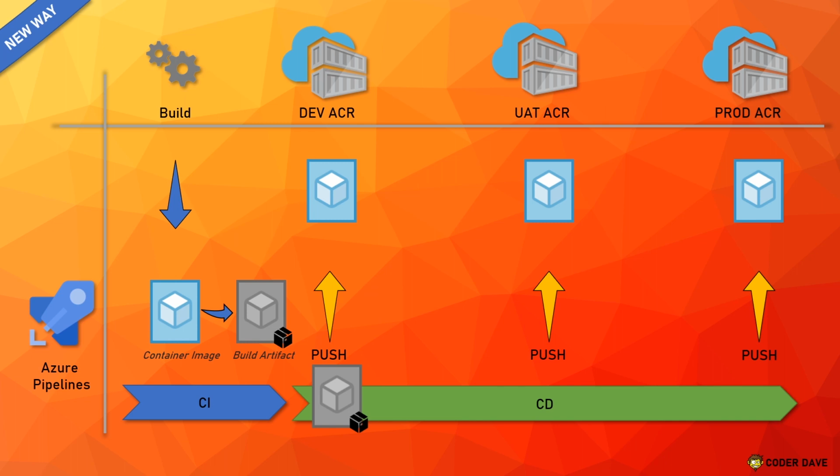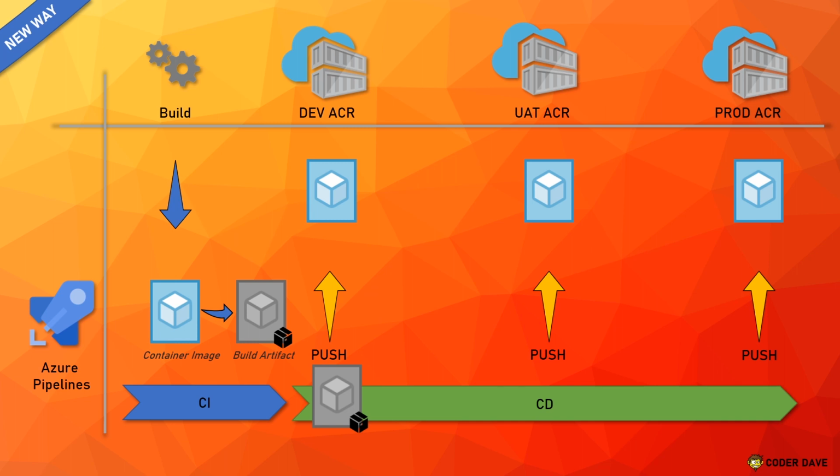As you can see here, there is no dependency between container registries. So in the same example I gave before, if my development registry is down, I can still go to UAT or to production because I'm not pulling from another container registry. I just have the image inside the build artifact directly in my CD process. So at any time, I can just take it and push it to another container registry.